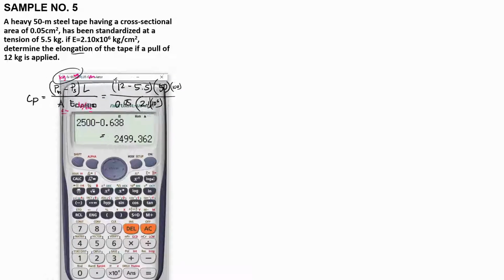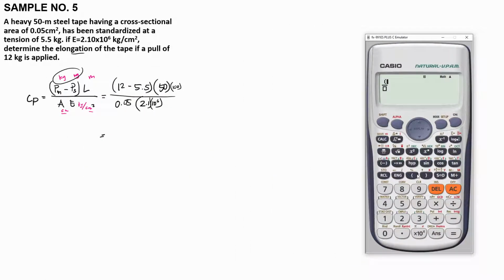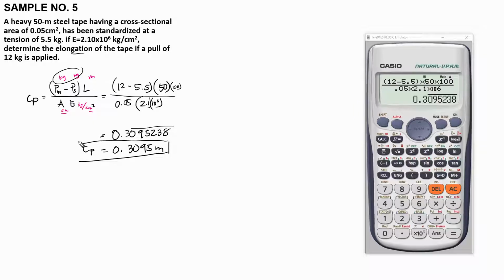Calculating, we have 12 minus 5.5 times 50 times 100 times 0.05 over 2.1 times 10 raised to 6. So, ang correction niya for that every tape is 0.3095238, repeating. So, anyway, final answer is 0.3095 meters. So, every time na ganyan yung gagawin nilang pag-measure, na hihilain nila yung tape ng 12 kilogram force, kailangan nilang mag-adjust ng ganito.